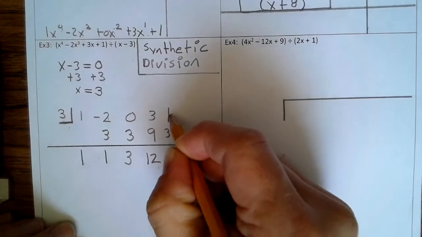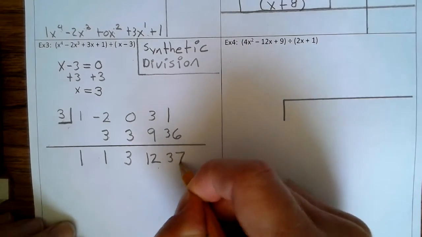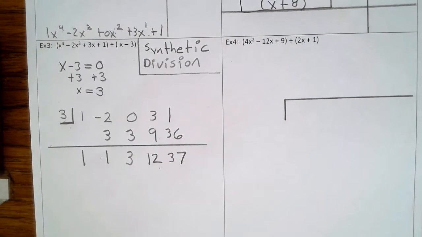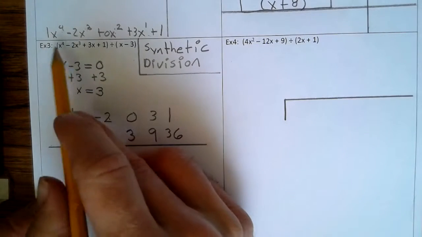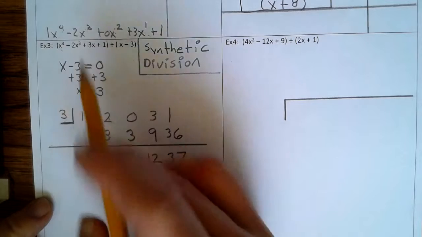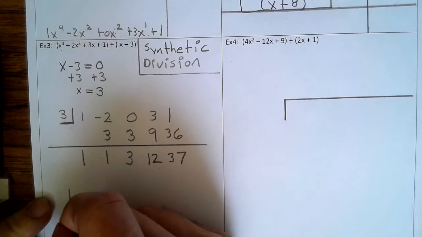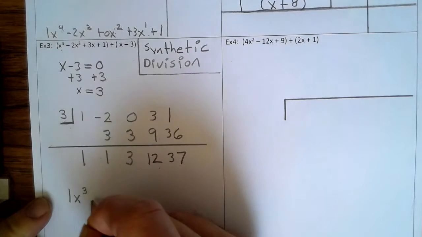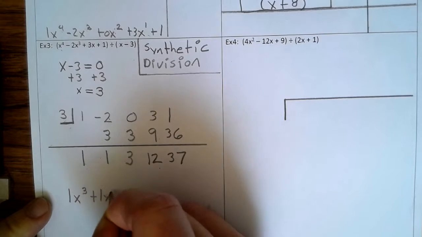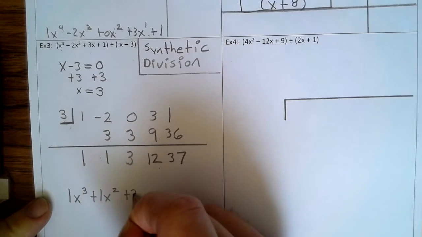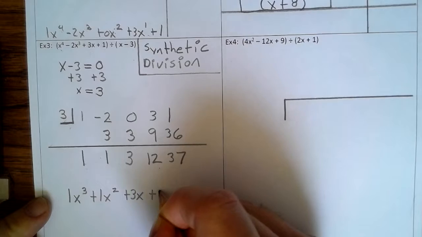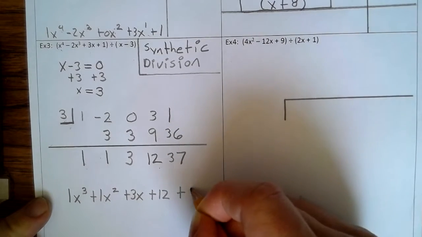Now, when you divide by exponents, the power decreases. So this was x to the 4th. Now this is x cubed. So your answer is 1x cubed plus 1x squared plus 3x plus 12 plus 37 divided by x minus 3.